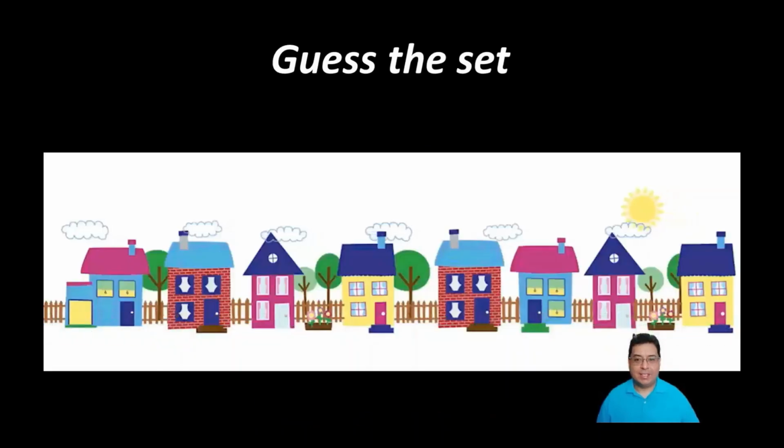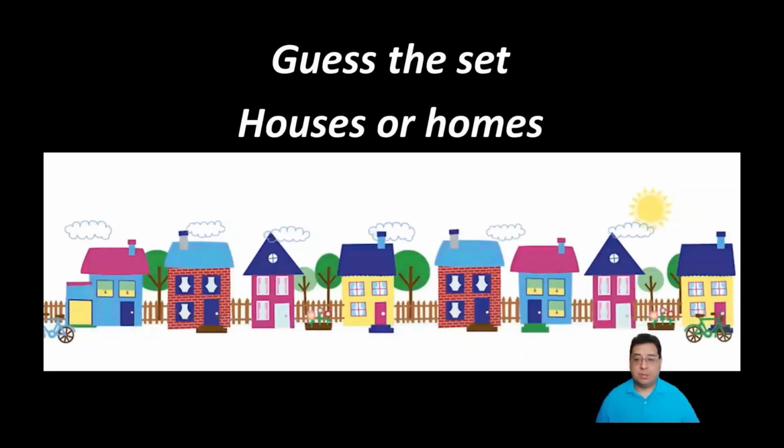And in this set here, what does this look like to you here? Take a look at the picture carefully, and what do you think this set is? Yeah, it's houses or homes. I guess you can also say neighborhood as well. That would all be considered like a set.